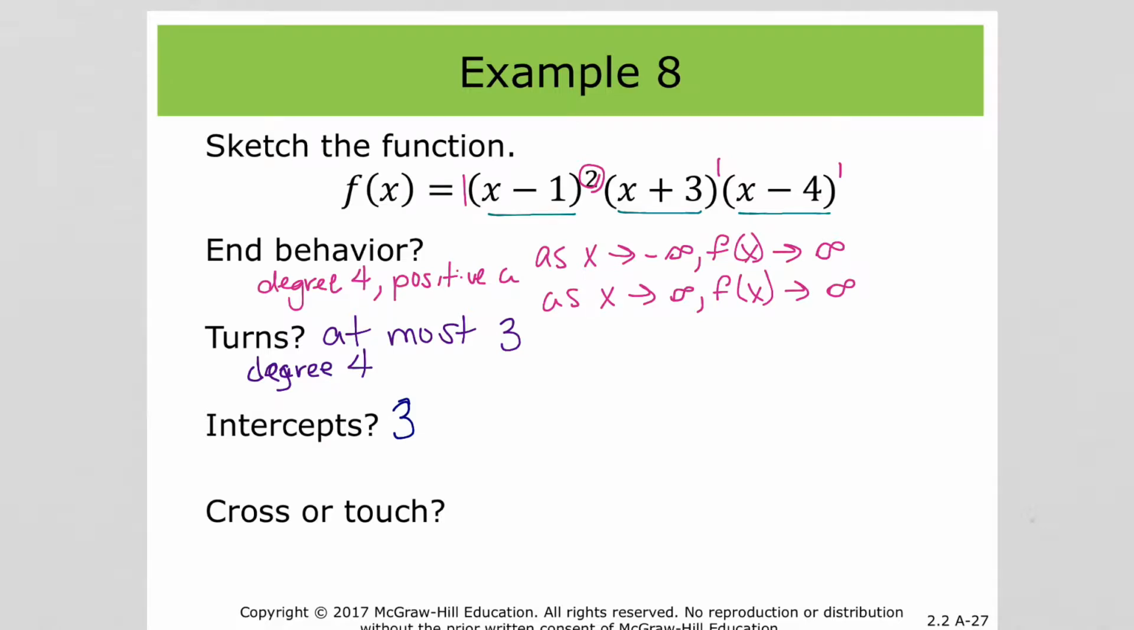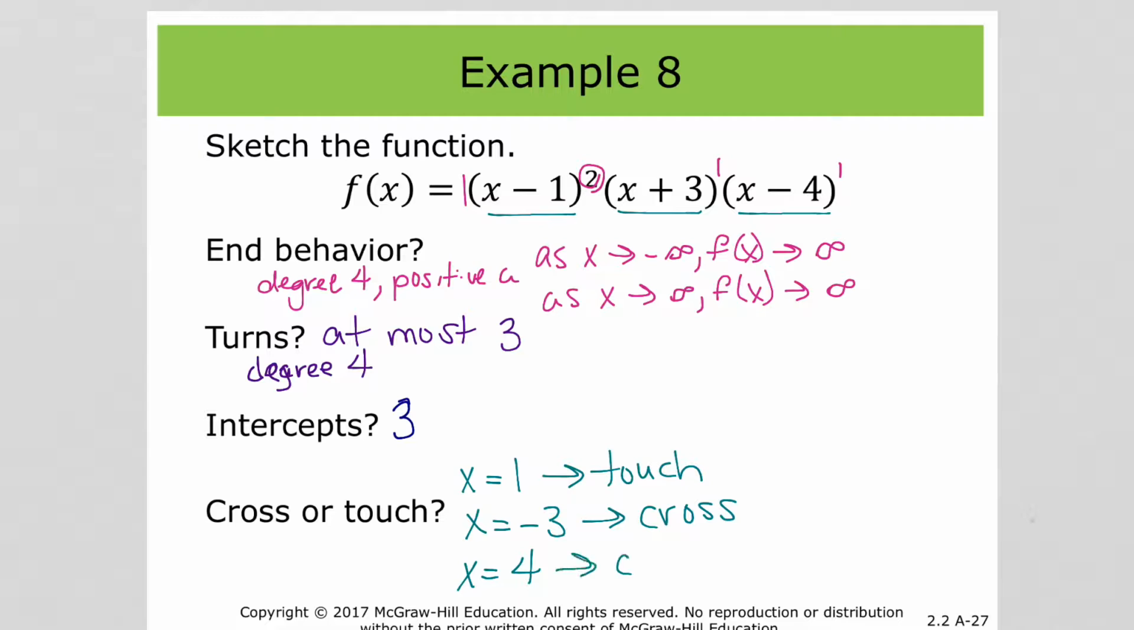Okay, well, the first intercept is 1. Its multiplicity is 2, which is even, so it touches. The second one is negative 3. Its multiplicity is 1, so it crosses. And at x equals 4, its multiplicity is 1, so it crosses.